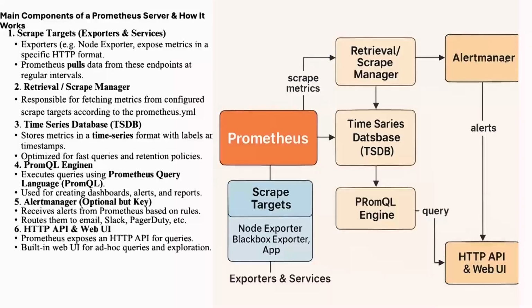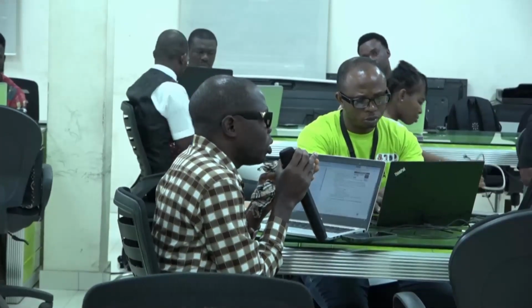Go ahead. Is it possible for a node exporter to crash? There's nothing that cannot crash. Okay. If it can crash, is there any mechanism in place for the server to detect? Yes, that's the essence of monitoring.